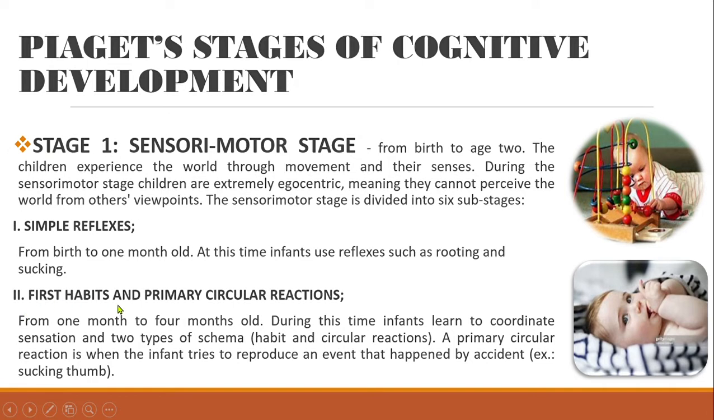Two, first habits and primary circular reactions. From 1 month to 4 months, during this time, children learn to coordinate sensation and two types of schema, habit and circular reaction. A primary circular reaction is when the infant tries to reproduce an event that happened by accident. Example, sucking thumb.